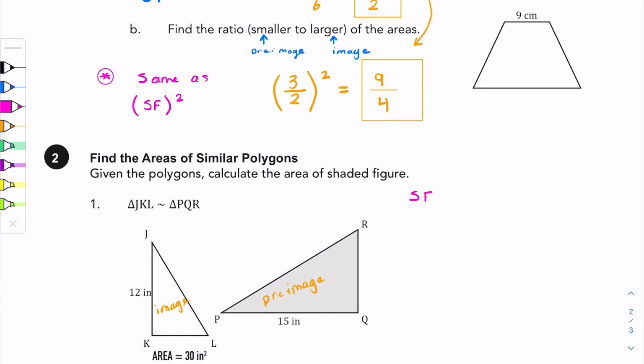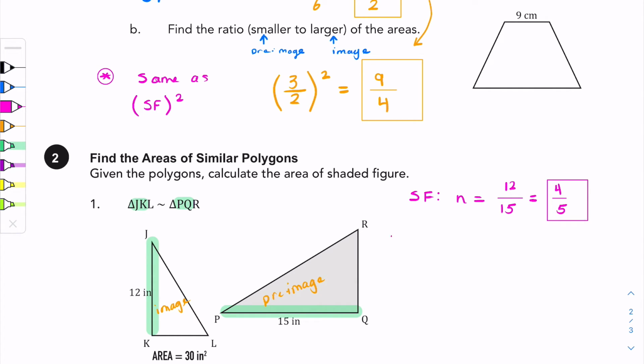So let's start by finding scale factor, and scale factor is going to be found by the image length. I only have one length on here, which is 12, divided by the pre-image length, which is 15. You do have to confirm and make sure the sides are corresponding sides. So in the statement, notice that JK is corresponding to PQ. So it looks like my statement is good. And the scale factor actually simplifies to 4 over 5.